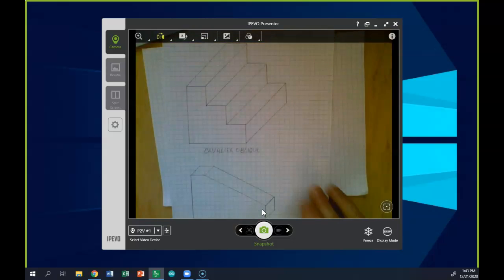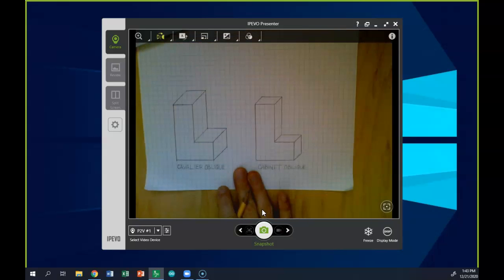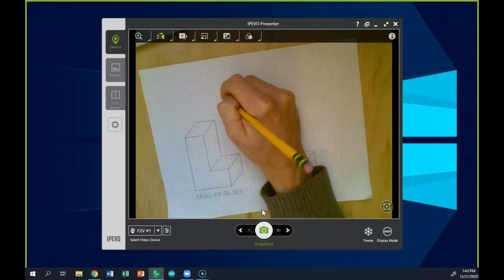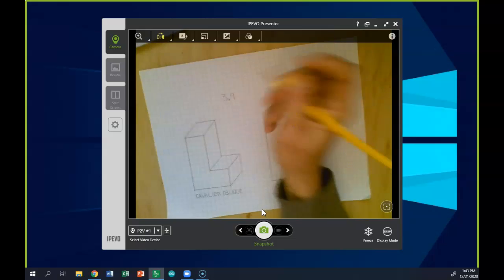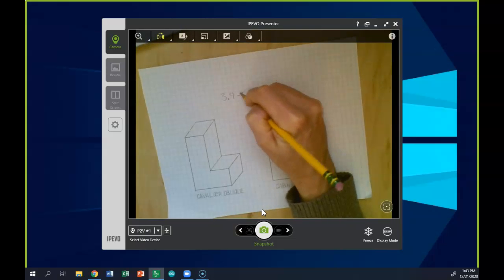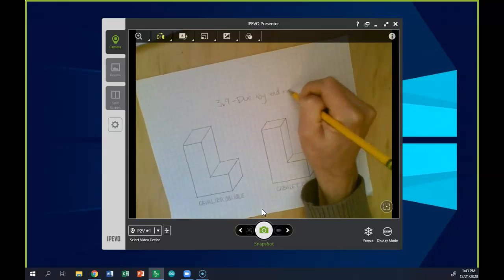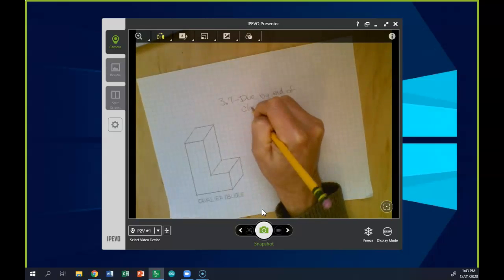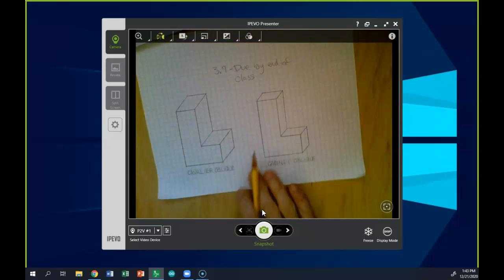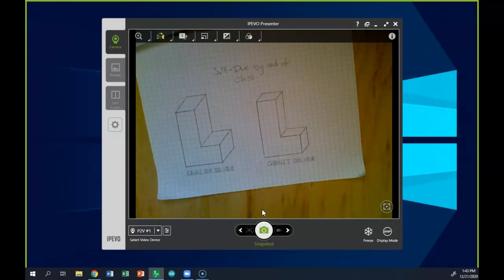Okay, so we're working on those 2 next. So I'm going to leave this up for right now. When you're done with this, you should snap a picture of it. You should throw it into 3.9, because 3.9 is due by the end of class. Make sure that you letter Cavalier Oblique and Cabinet Oblique on the bottom.